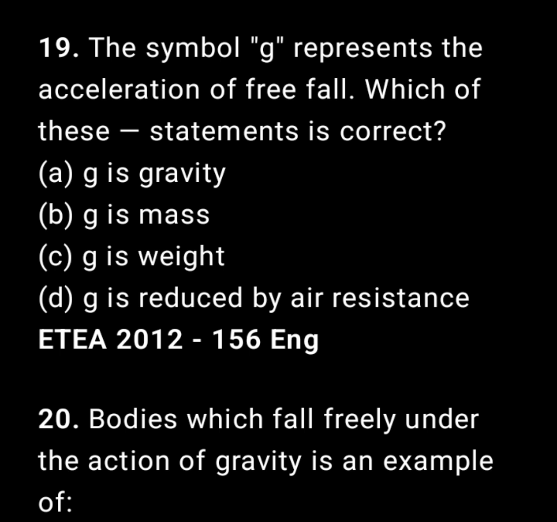19. The symbol G represents the acceleration of free fall. Which of these statements is correct? A. G is gravity. B. G is mass. C. G is weight.